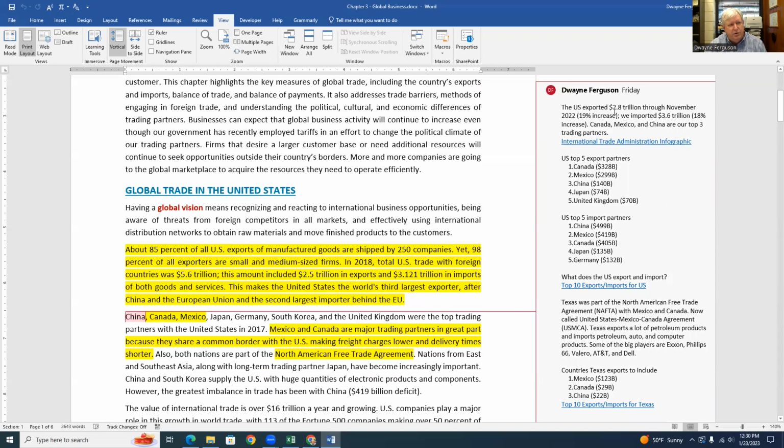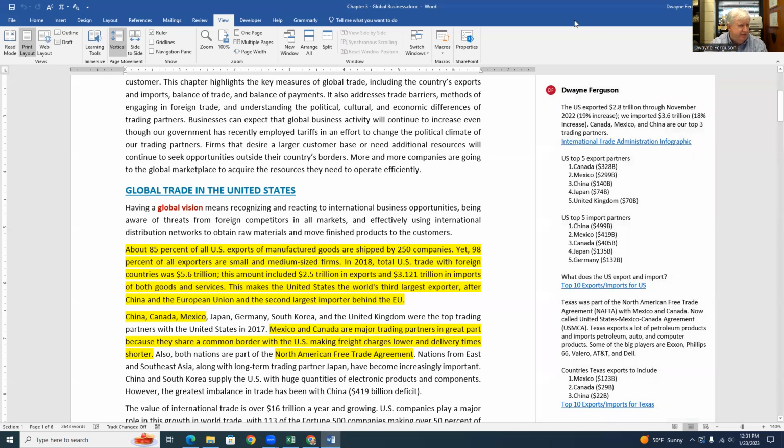I have the U.S. exported $2.8 trillion through November of 2022. You just need to know that we are increasing the number of exports every year. But at the same time, we're increasing the number of products that we import. Notice that we imported $3.6 trillion worth. This is called an unfavorable balance of trade, and we don't want that to be the case. We want to export more than we import.